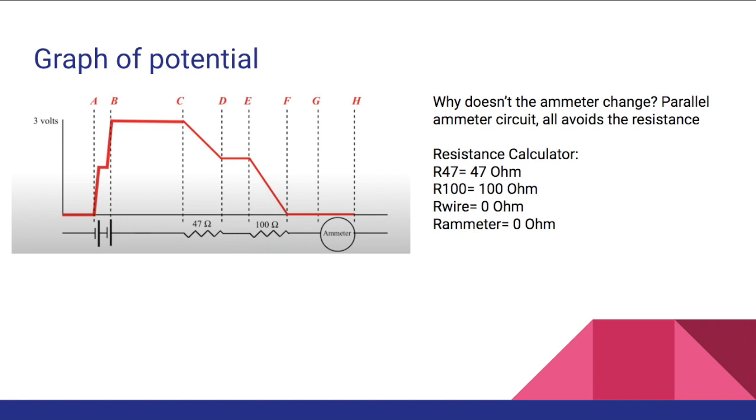Here is a graph of some observations of the potential versus the position around the circuit. I also have some observations about the series circuit. When attaching the voltmeter, the ammeter does not change because there is a parallel circuit. The current goes between the two paths, and since there is 0 resistance at the ammeter, all of the current goes that way and there's a higher current. Here are some resistance calculations.